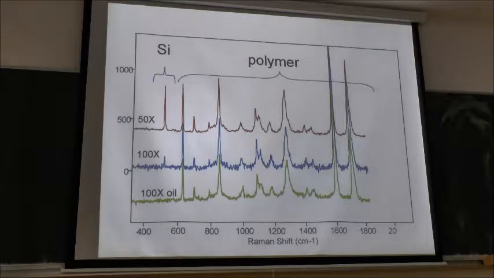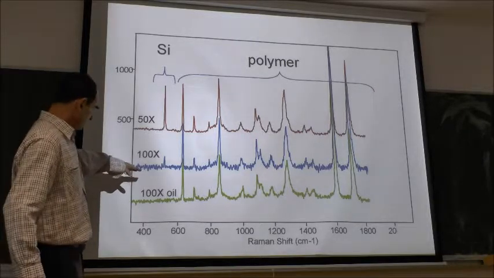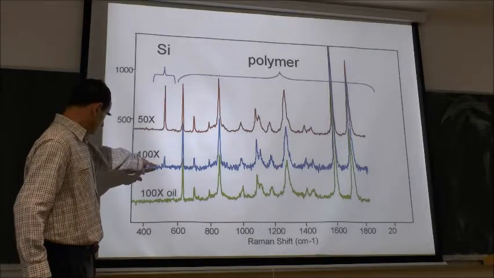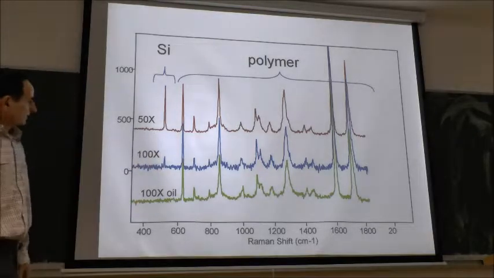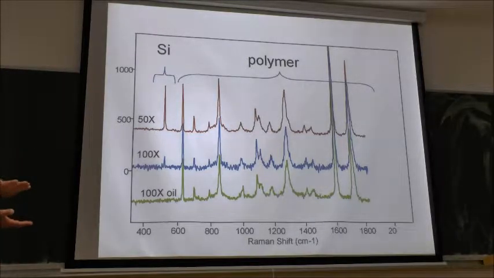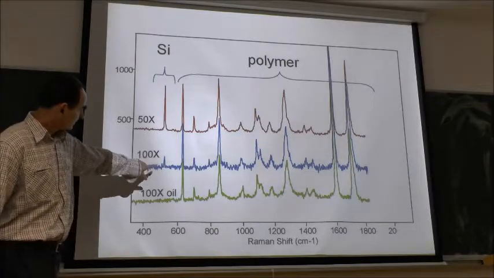So this is the Raman spectra of a polymer layer which is deposited on a silicon wafer. We see that using confocal microscopy, you can get rid of the Raman signal of the underlying silicon, which is at 520. This is the silicon 520 band. Because the depth resolution is very good, we can get rid of that band.